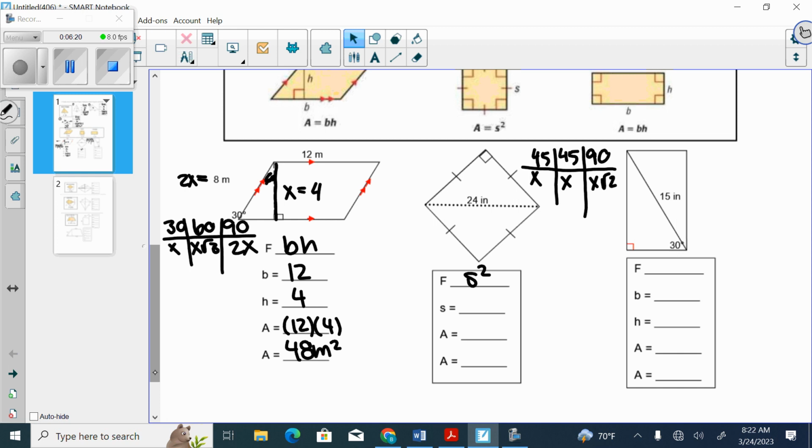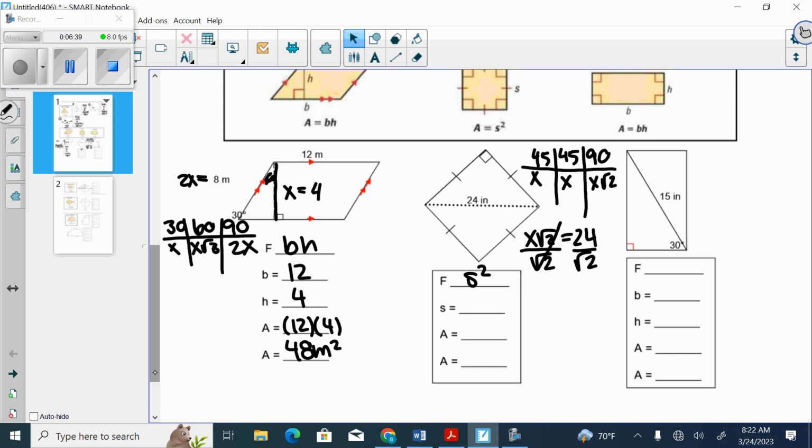All right, so we know that x square root of 2 is equal to what? Good. So now we just need to solve for x. So what am I going to do to get x by itself? Divide by the square root of 2.